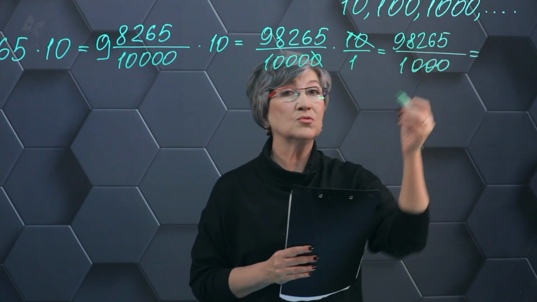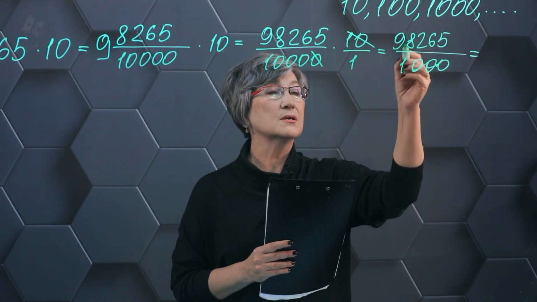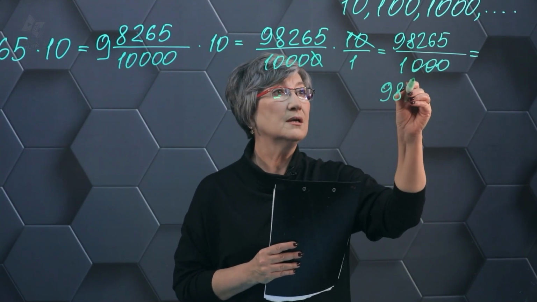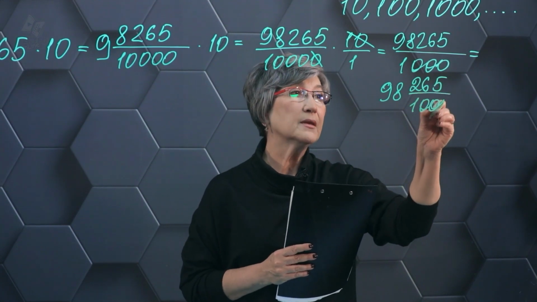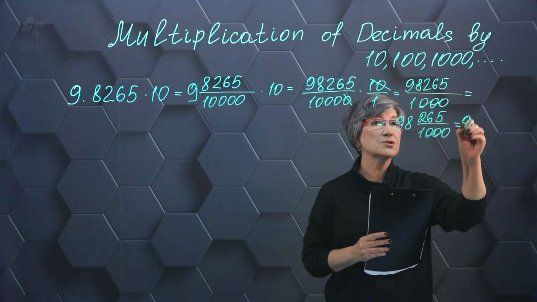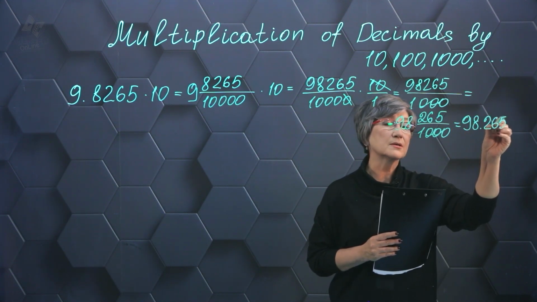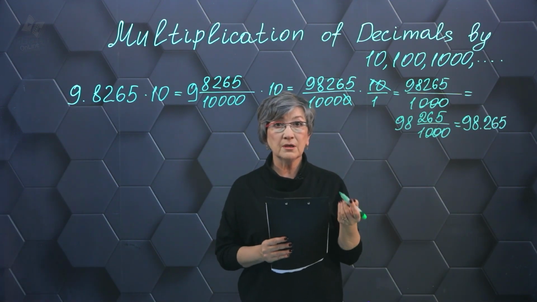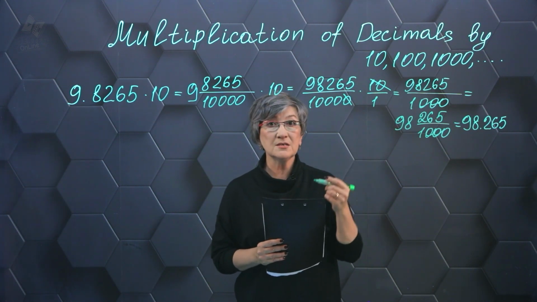And I can write this fraction as a decimal fraction. So what I get is, I emphasize the whole part, 98,265 thousandths, and I write this mixed number as a decimal fraction, that is 98 whole 265 thousandths. As you can see, a very long algorithm, a lot of steps that will lead us to the final answer.